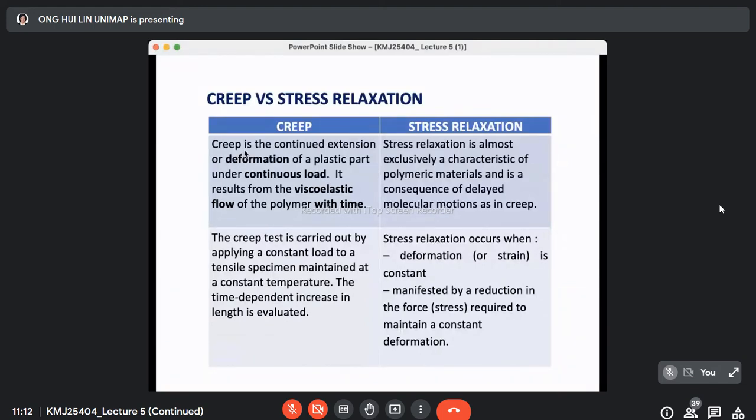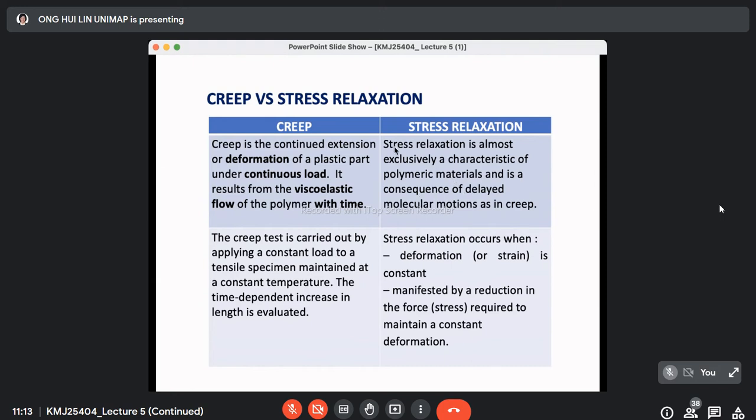Creep is a continued extension. When we talk about creep, we talk about the length or diameter differences, or deformation, of a plastic part under continuous load. It results from the viscoelastic flow of the polymer with time. You can draw a simple graph to show the creep result, which is strain versus time, and another one for stress, which is stress versus time. You can draw this out and then people can see side by side very clearly, right?